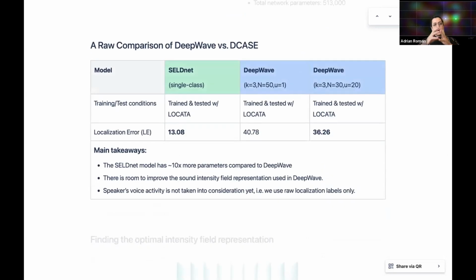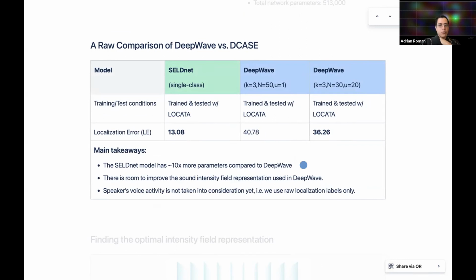So moving on to the comparison, the first stage of comparison we did was just using the raw data as it is, training and testing. We didn't touch anything at all on DeepWave. And what we saw is that in this first round of comparison, SELDnet had a lot better localization error compared to DeepWave.